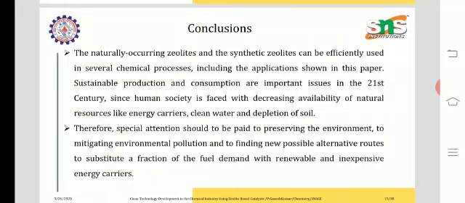Suitable production and consumption are important issues. That is, in the 21st century, human society is faced with decreasing availability of natural resources like energy carriers, clean water, and depletion of soil. So by using these natural things we would get efficient ideas. A special attention should be paid to preserve the environment, to mitigate environmental pollutions, and to find new possible alternative routes to substitute a fraction of the fuel demanded with renewable and inexpensive energy carriers.